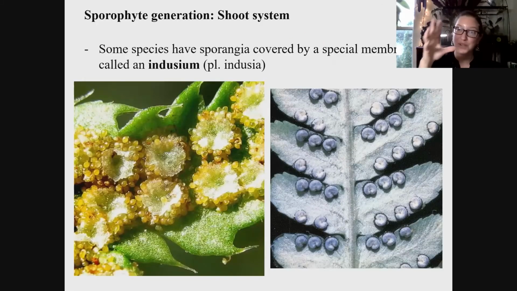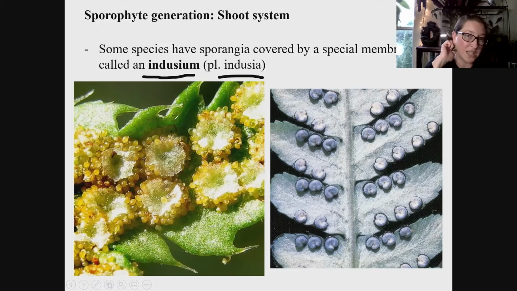In addition to shooting spores, which is super cool, some species of fern also have a membrane that protects the sporangia so that the humidity doesn't change too much. This special membrane is called an indusium, and many of them are called indusia. So I'll change colors so it pops a little better. I guess I'll use white.